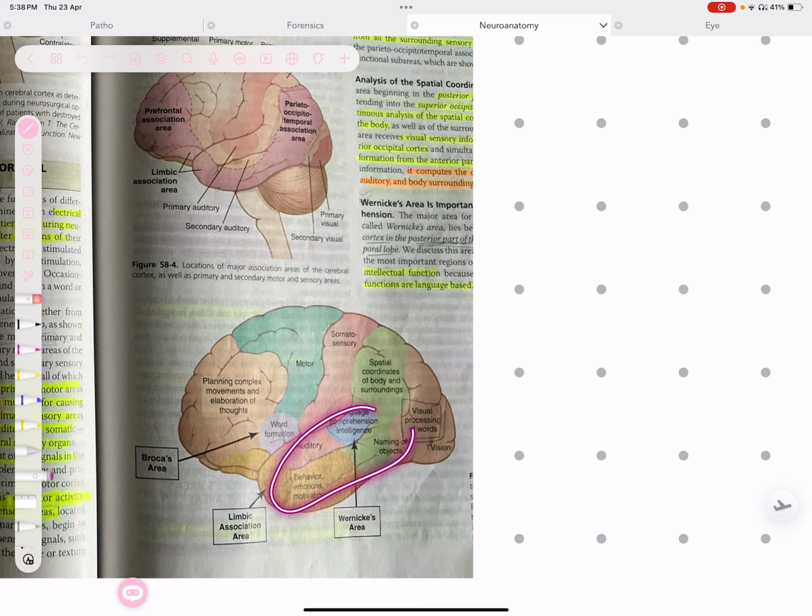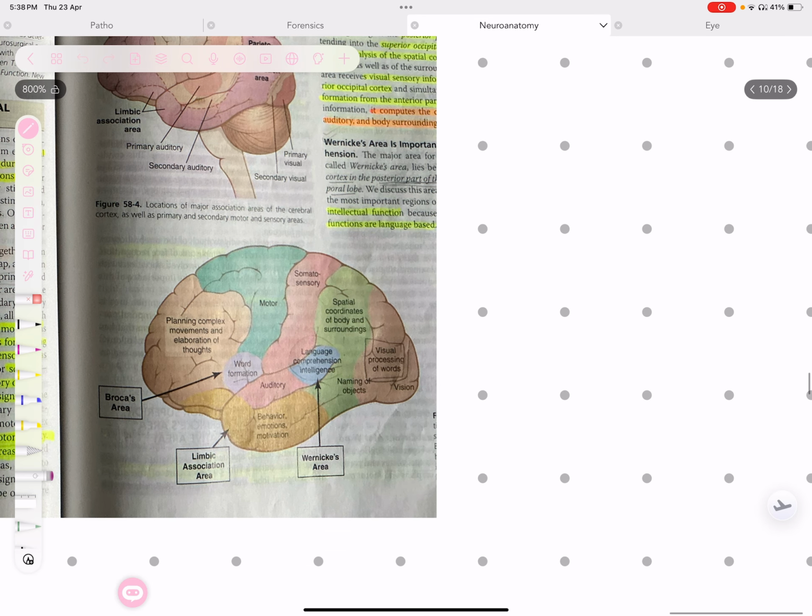So this is your temporal lobe. This is the superior temporal sulcus. This is the inferior temporal sulcus. This is the superior temporal gyrus, middle temporal gyrus, inferior temporal gyrus. So the superior temporal gyrus, the posterior part of it, is where Wernicke's area is situated. So if anyone asks you, it's situated in the posterior part of the superior temporal gyrus, and this deals with the higher intellectual functions.